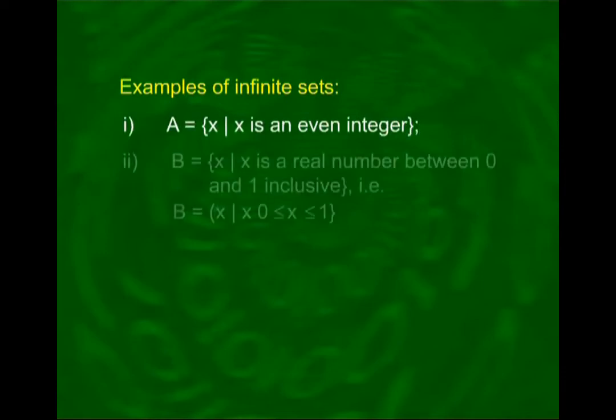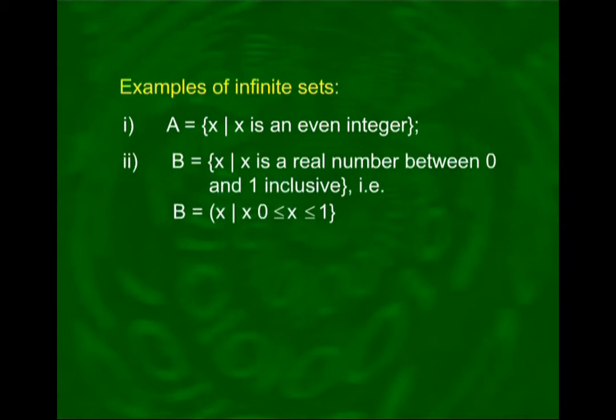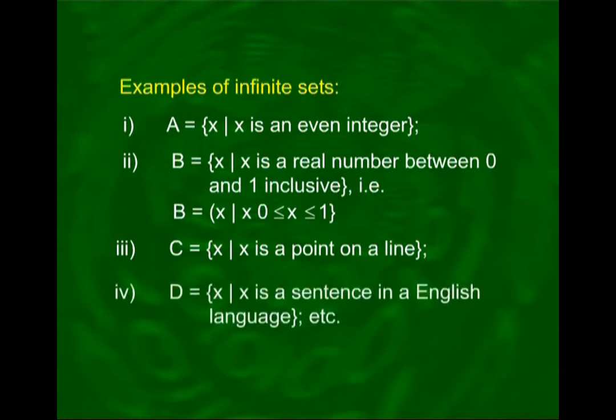On the other hand, examples of infinite sets are the set of even integers, or the set of all real numbers between 0 and 1, including 0 and 1, or the set of points on a line, or the set of the sentences in the English language. Of course, it can be argued that the number of sentences in the English language is not an infinite number. But the point to understand is that sometimes if the set or population is very, very large, so large that for practical purposes we can regard it as infinite, then we do adopt this strategy.